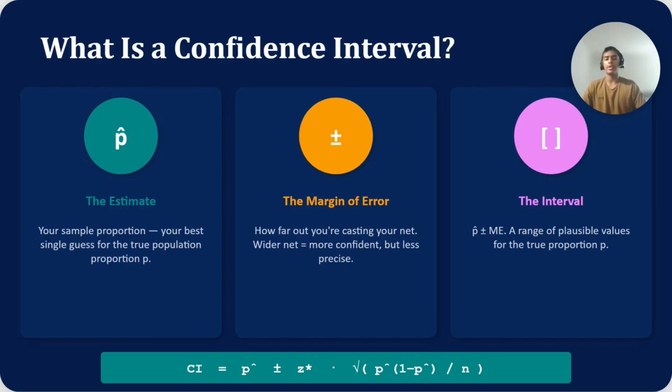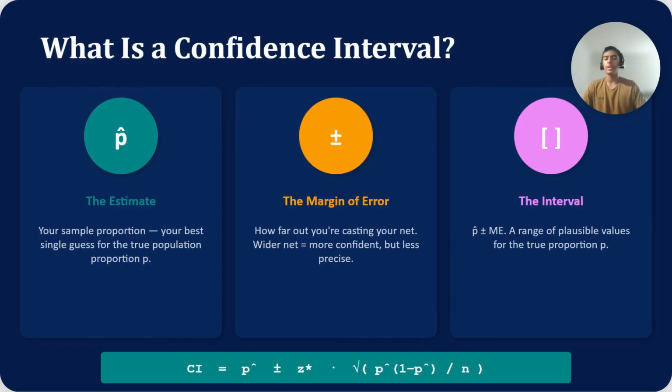Now, here's the margin of error. This is how far you're casting your net, how much uncertainty you're building into your estimate. Third one is the interval itself: p-hat plus or minus the margin of error, a whole range of values the true proportion could plausibly be.